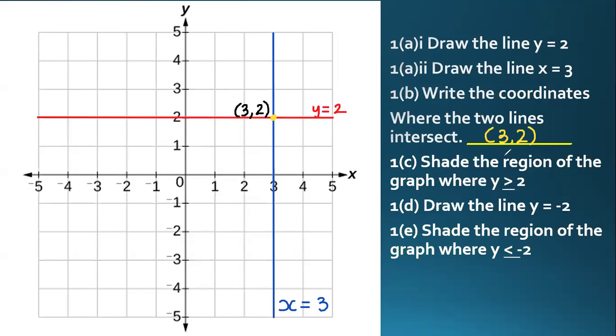All right, so let's go ahead and move forward. It said, shade the region of the graph where y is greater than or equal to 2. Again, shade the region of the graph where y is greater than or equal to 2. Like I said, it either can be above or below. So what is it? Is it above or is it below?